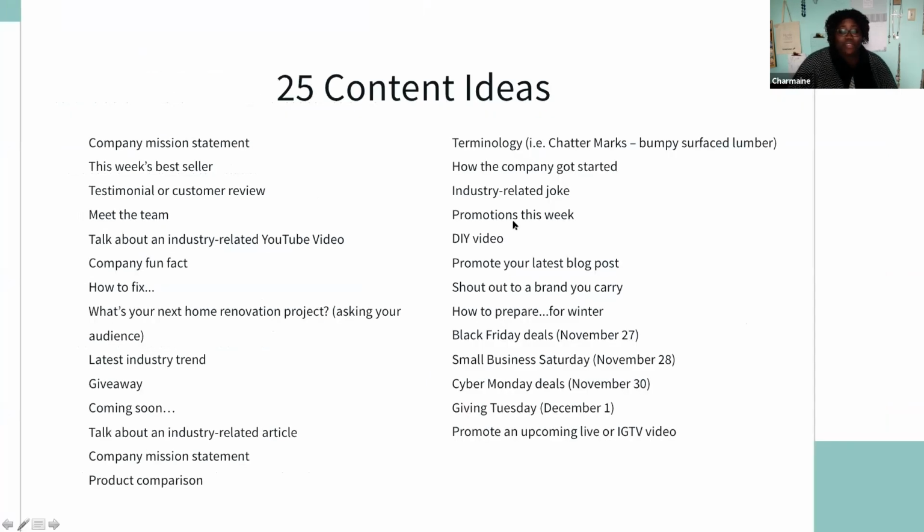And then I end with a list of different content ideas you can incorporate into your content. Again, some of these are things you want to incorporate on a regular basis, and if so, make sure that's outlined in your social media guidelines.